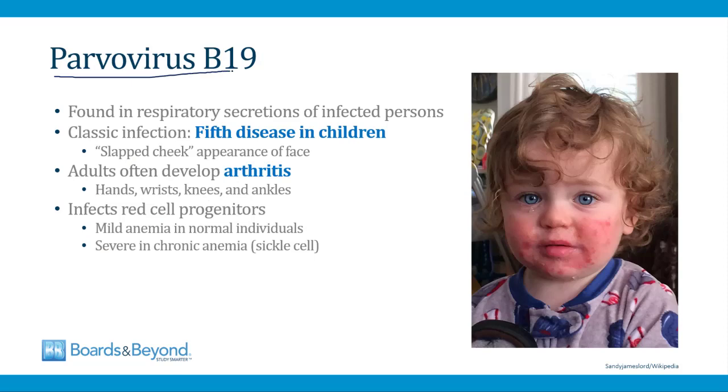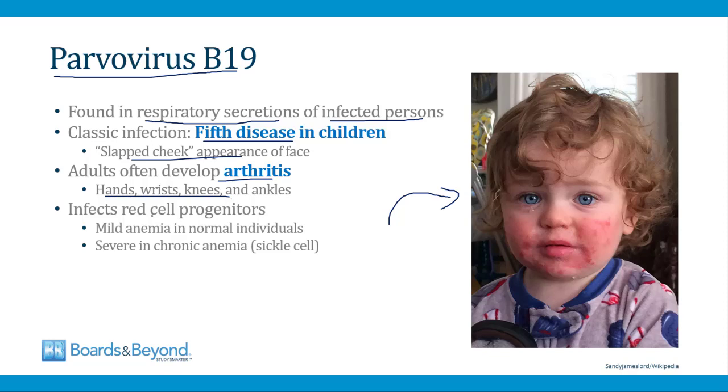Next, let's talk about parvovirus B19. This is a virus that can be found in the respiratory secretions of infected persons. In children, it often causes outbreaks of Fifth disease. This is where the children have a slapped cheek appearance like what's shown in this boy on the screen here. When adults have infection with parvovirus, they often get arthritis. This can involve the hands, wrists, knees, and ankles.